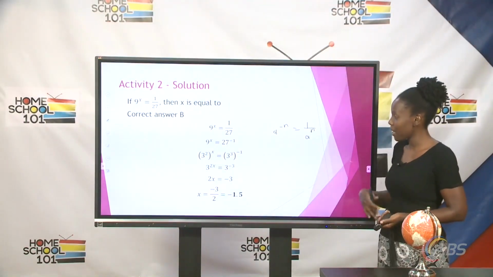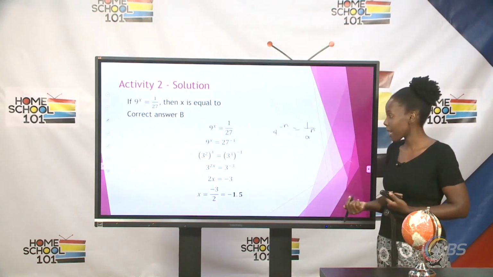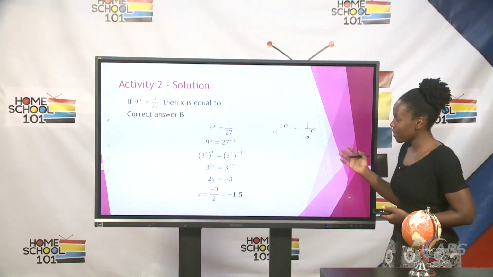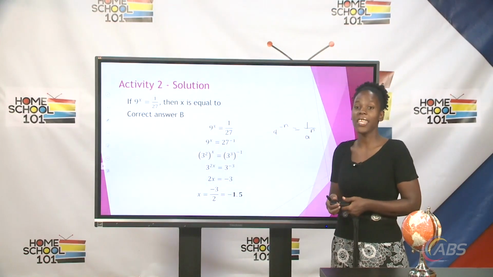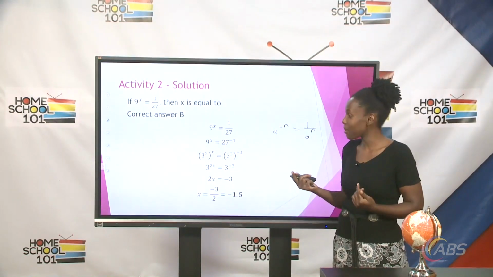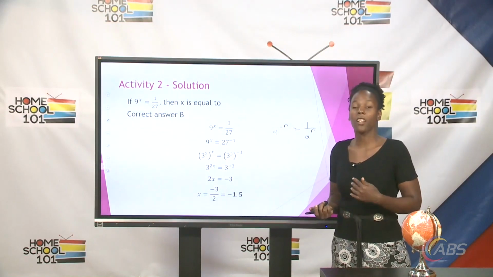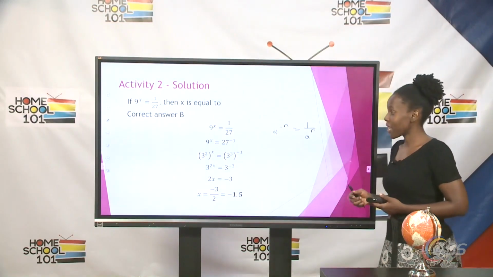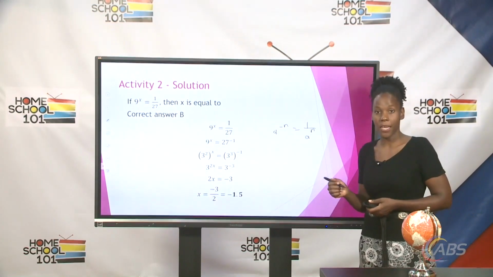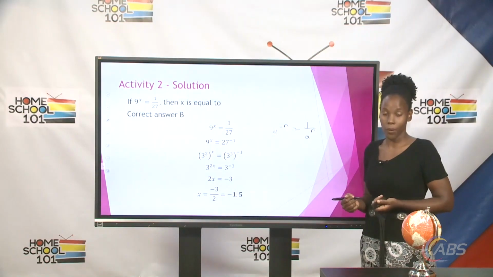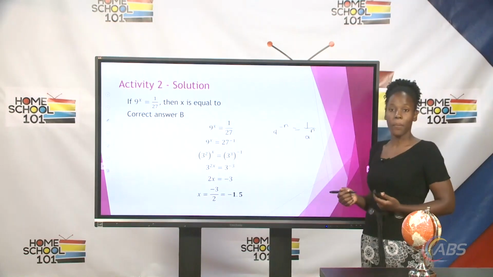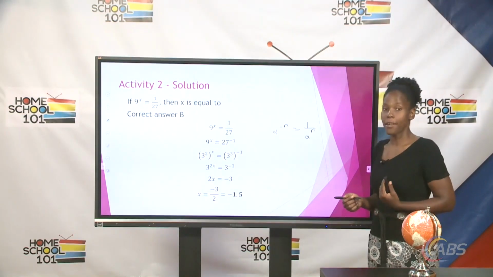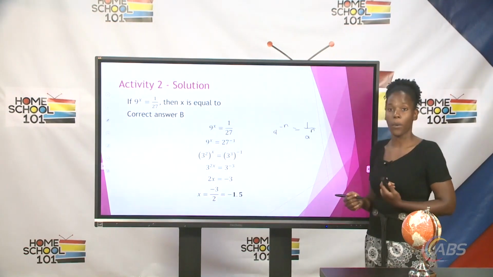Get rid of the fraction, and I write it as 27 to the negative 1. In this case, because I cannot write 27 as a base 9, I would then need to write both bases, both 9 and 27, as the lowest base possible. So in this case, I can write 9 as a base 3, and I can also write 27 as a base 3. So 9 is simply 3 to the power 2, and 27 is 3 to the power 3.